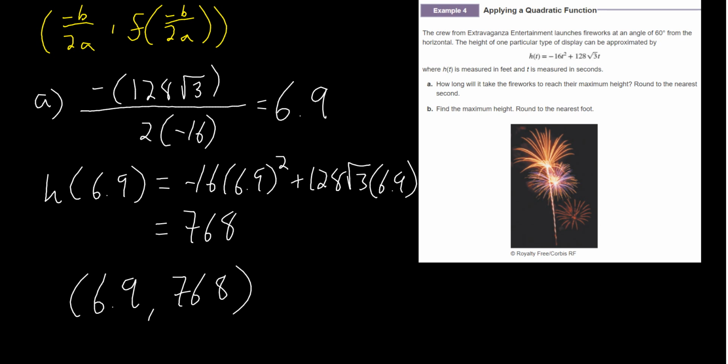And so how long will it take for the... Actually, I did A and B just right there. So A, how long will it take for the firework to reach its maximum height? Well, it's going to take 6.9 seconds, right? Because that is the x value, or in this particular case, the t value, sorry, time. And then the height, well, again, we just did B. The height is 768 feet. Okay, so that was it. So we accidentally did both of them in just one little motion there.